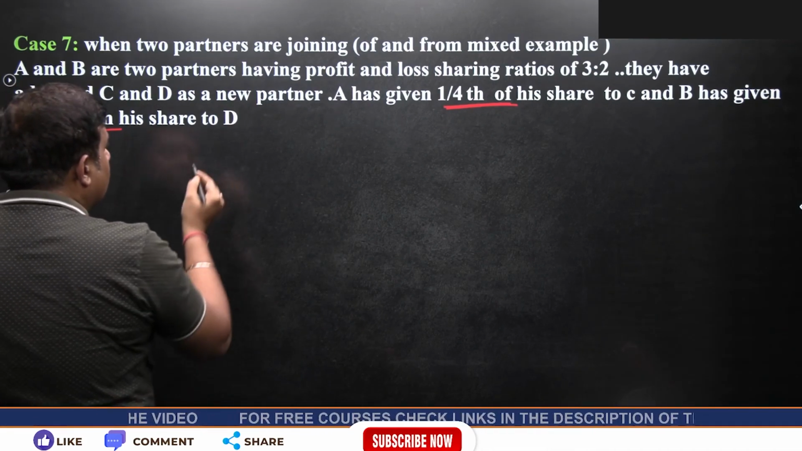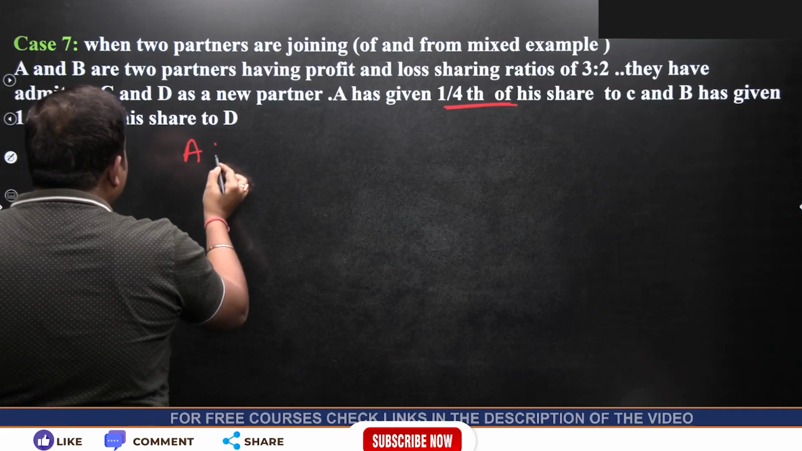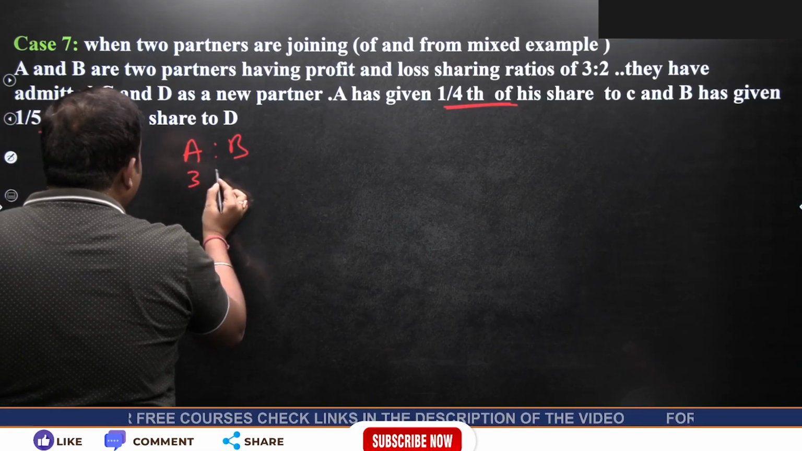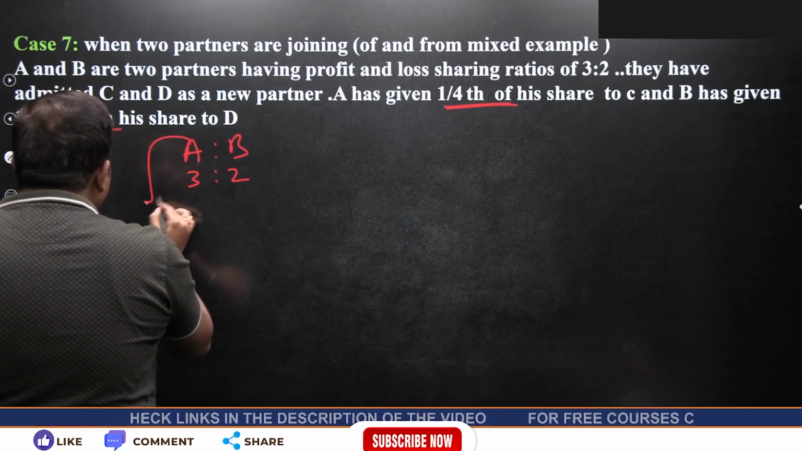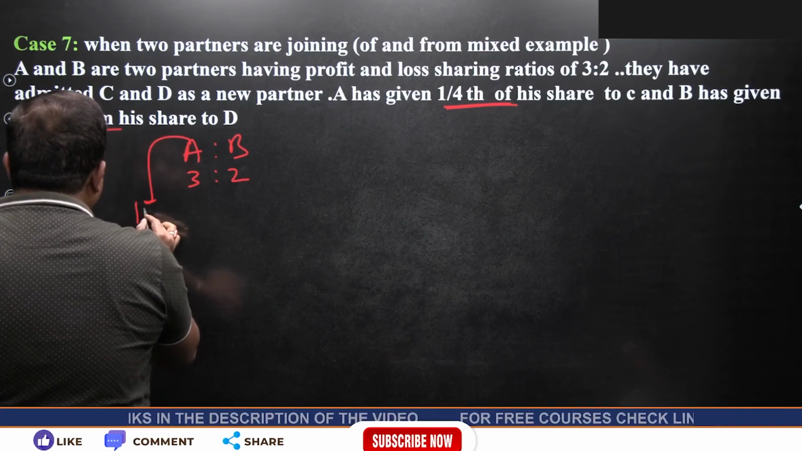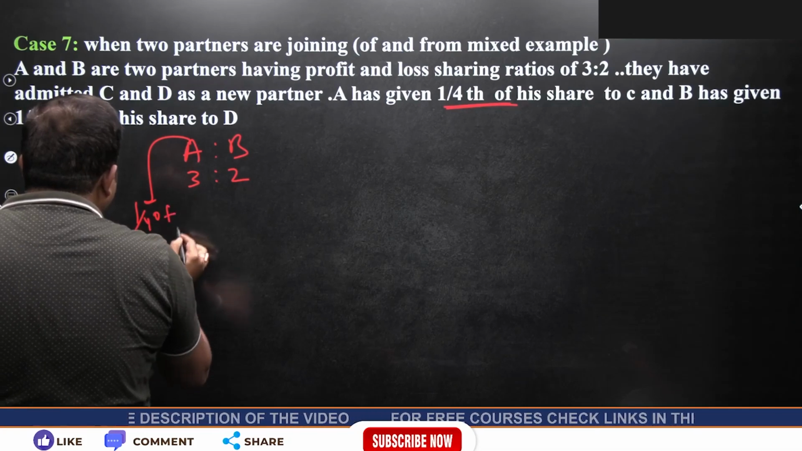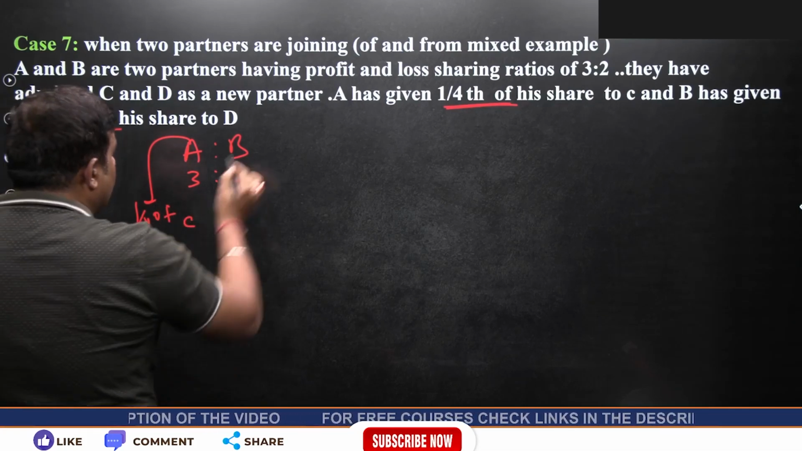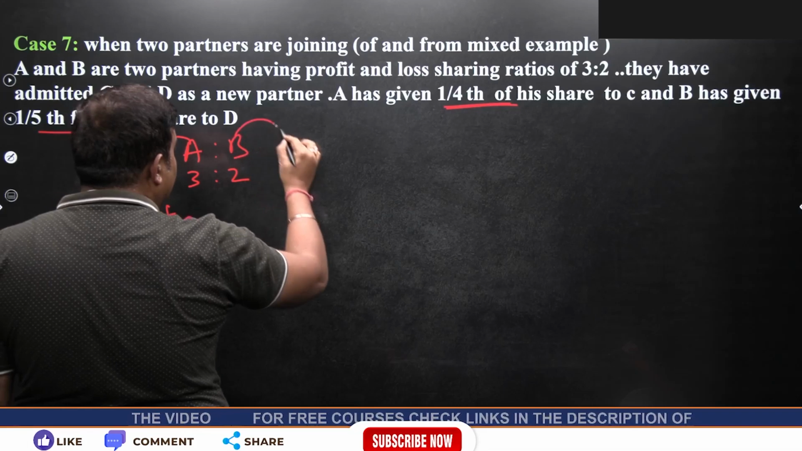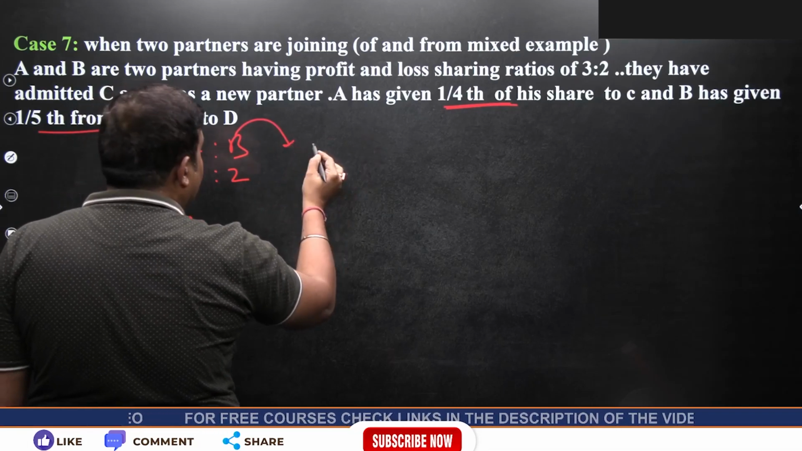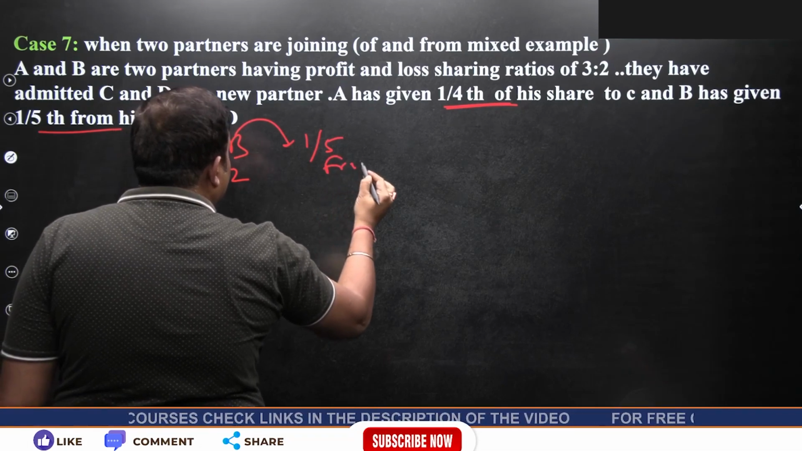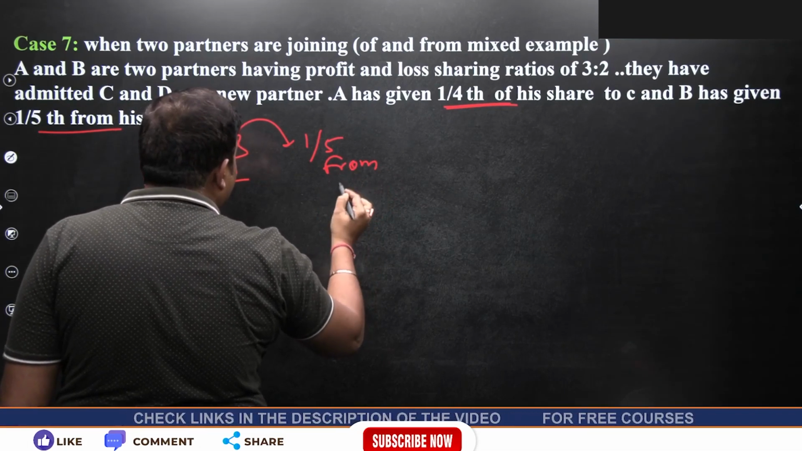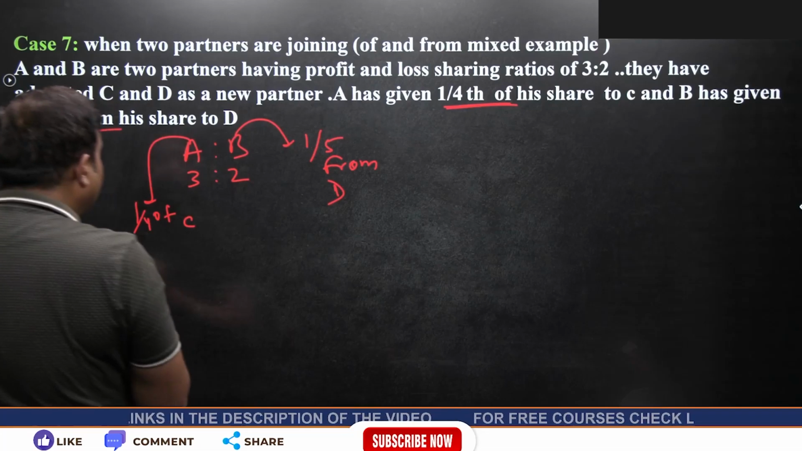So actually the question is that A and B were the two partners having a share of 3:2. Now C is going to join, and A has contributed 1/4 of his share in favor of C, and B has given his share to D. So he has given 1/5. I mean D has received 1/5 from B.